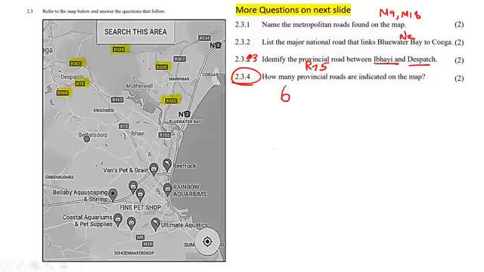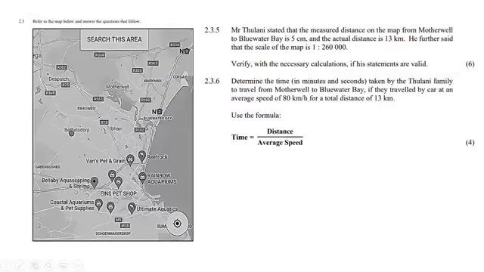There we go. Mr. Tulani stated that the measured distance on the map from Motherwell to Bluewater Bay is 5 centimeters, and the actual distance is 13 kilometers. He further said that the scale of the map is 1 to 260,000. Verify if his statements are valid.